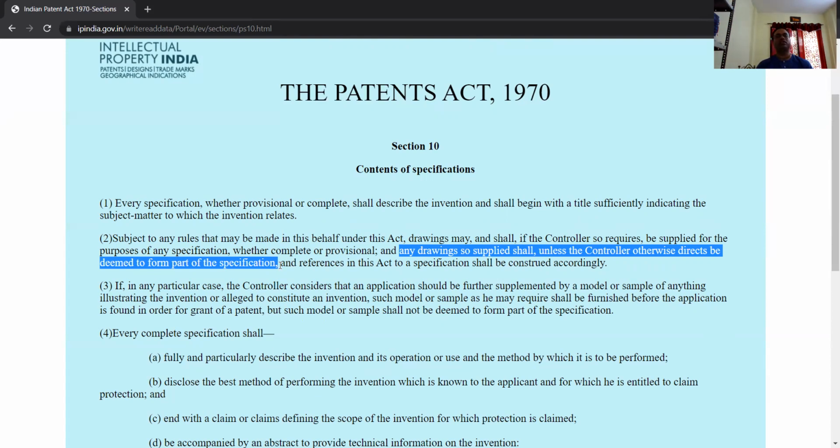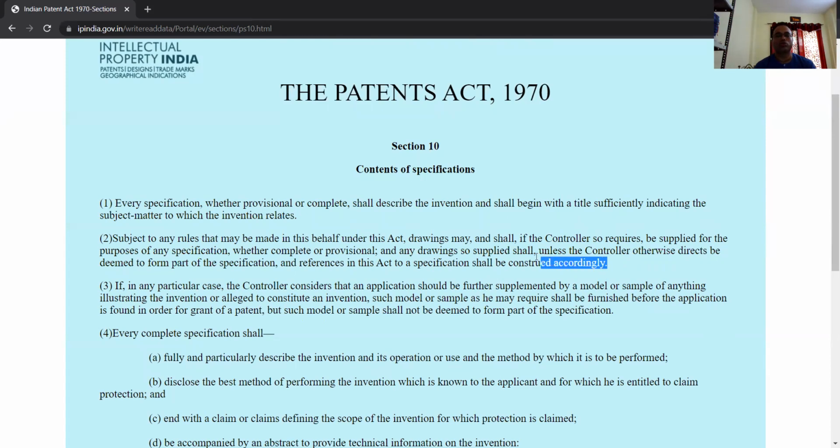A specification is self-sufficient without this also, then it will not be part of a specification. So it says unless the controller otherwise directs, and references in this act to a specification shall be construed accordingly. So it means that if drawings are required, then the controller may ask, and we need to furnish a drawing. And if the controller does not say specifically that drawings are not required to be part of a specification, then automatically the drawing becomes part of a specification.